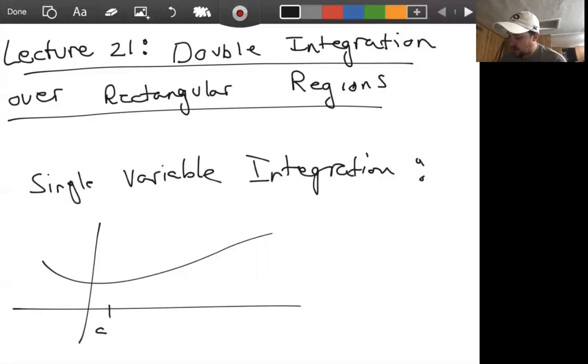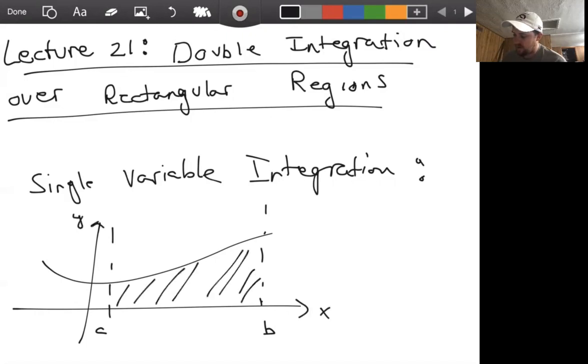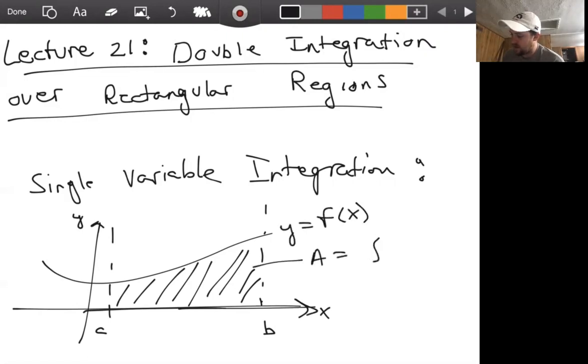We wanted, between two vertical lines, say x equals a and x equals b, a way of calculating the area between the curve here and the positive x-axis, right? Or between the x-axis and this curve, some y equals f of x. And we learned that the area here is equal to the integral from a to b of f of x dx. Now, how did we calculate this integral?